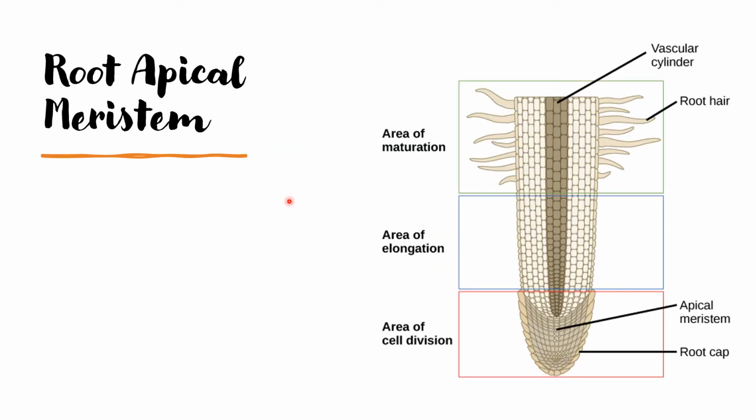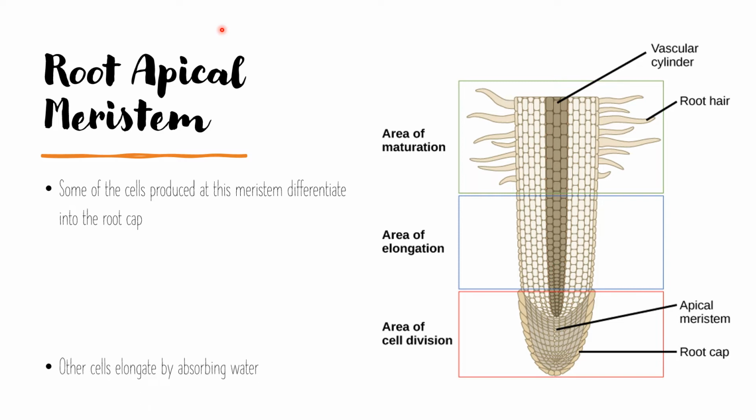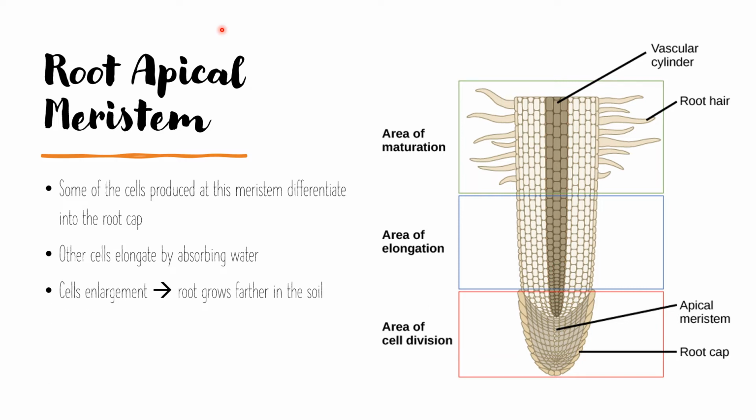Next, we have the root apical meristem. Roots also grow at their tips. Just behind the tip of each actively growing root is an apical meristem, as you can see in the picture. Some of the cells produced at this meristem differentiate into the root cap. Some of the other cells elongate by absorbing water into their vacuoles. As the cells become larger, the root grows farther into the soil.